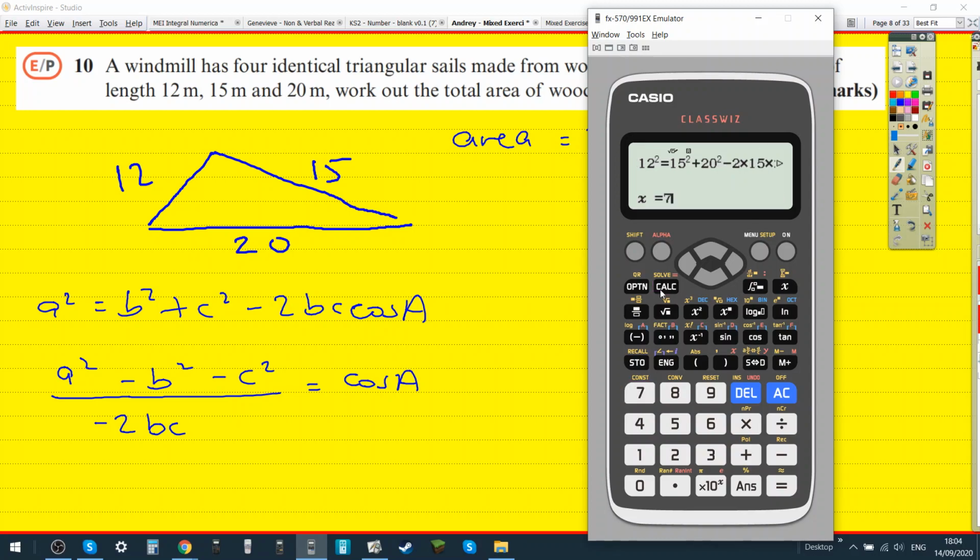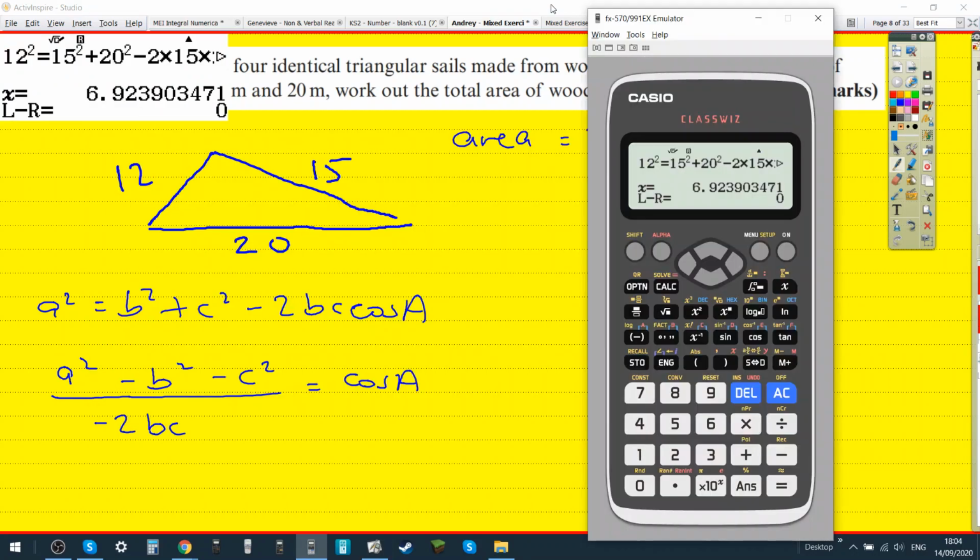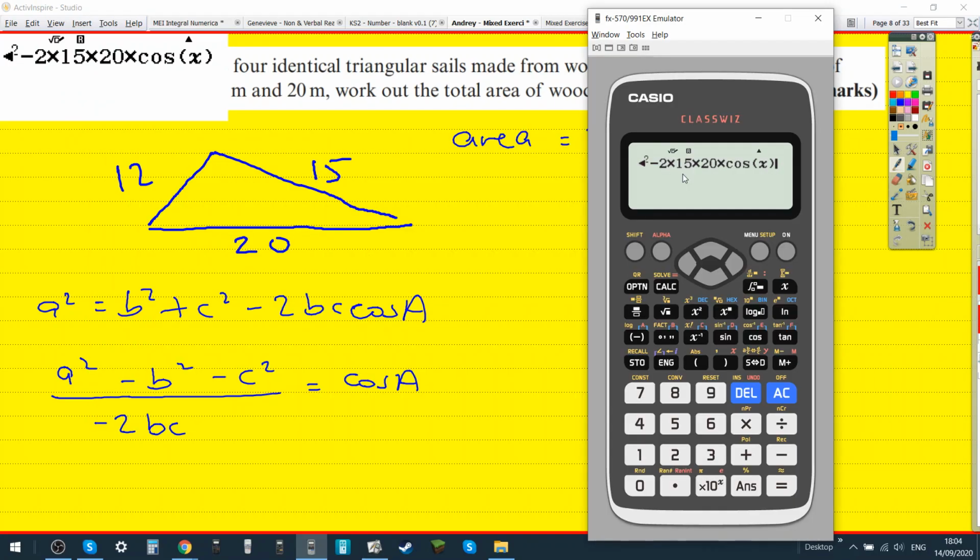I got a negative answer. What answer did you get? Minus 31 over 360. I'm in radians. Let's see. And then I got A is 94.9 degrees. Sounds alright. Yeah, 94.9 degrees.